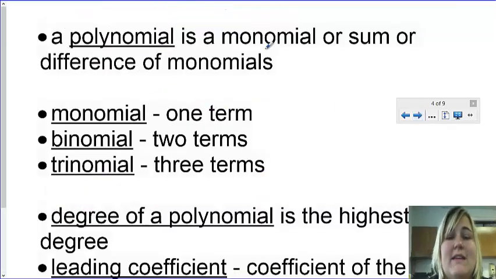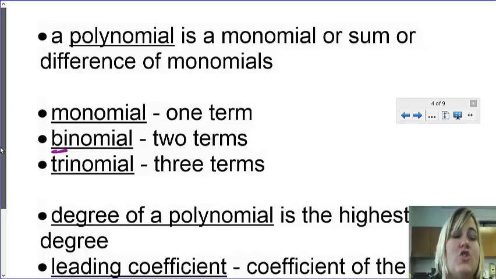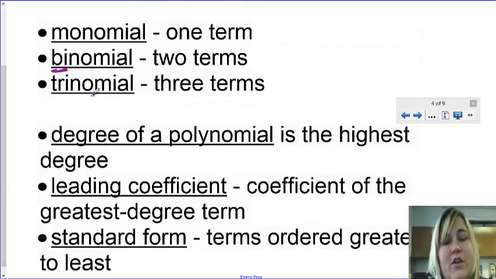A polynomial is a monomial or sum or difference of monomials. Monomial, we said earlier, means one term. Binomial, that bi, like your bicycle, has 2 wheels, so binomial has 2 terms. Trinomial, your tricycle, whenever you were little, had 3 wheels, and so a trinomial has 3 terms.